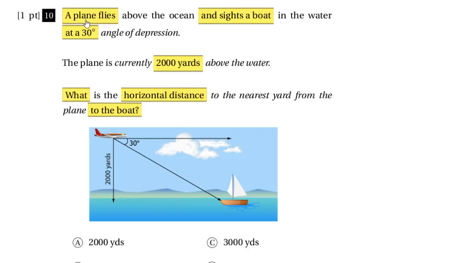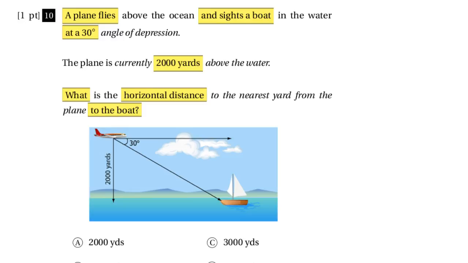So in this problem, we have a plane flying above the ocean and sights a boat in the water at an angle of depression equal to 30 degrees. The plane is currently 2,000 yards above the water. And taking a look at the diagram, I can see, okay, 2,000 above the water. And then 30 degrees is right here. And they're asking, what is the horizontal distance to the nearest yard from the plane to the boat?